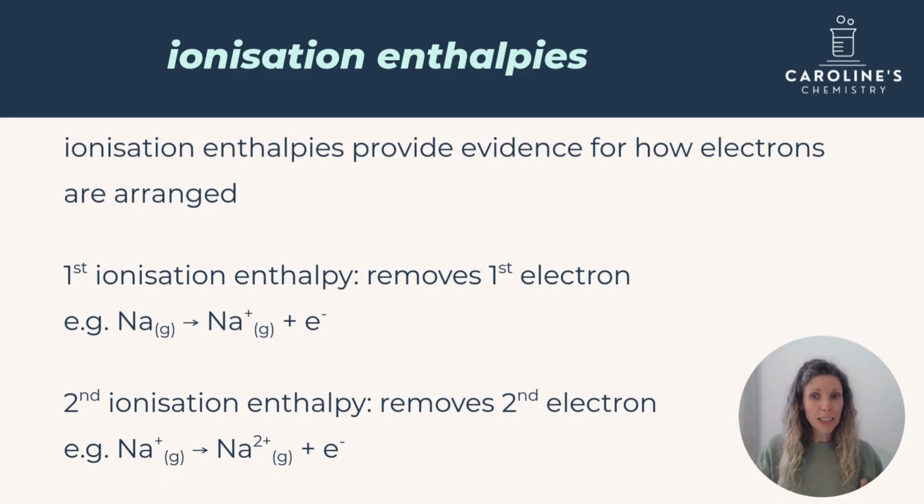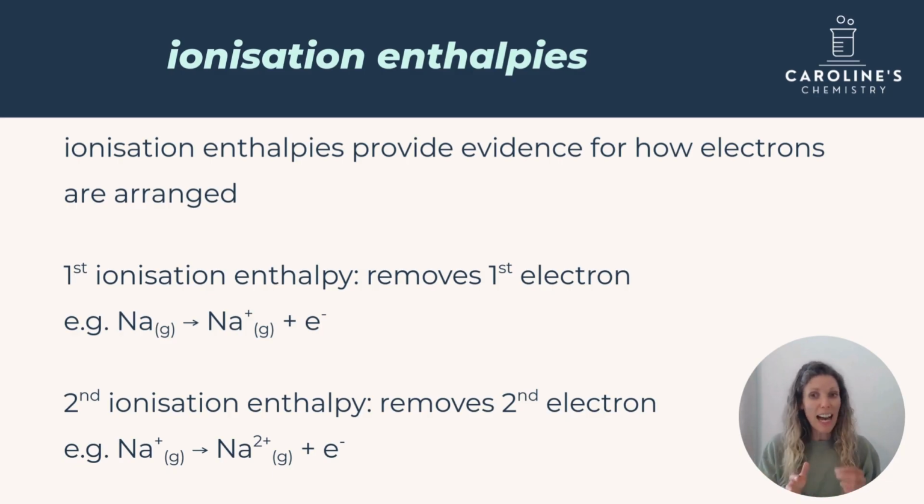So for instance, the first ionisation enthalpy takes sodium as an atom in the gas state, removes one electron to produce a sodium 1+ ion, again in the gas state. And the electron that's lost is shown on the right-hand side of the equation as +e-, meaning one sodium atom goes to make one sodium ion and one electron that has been lost.